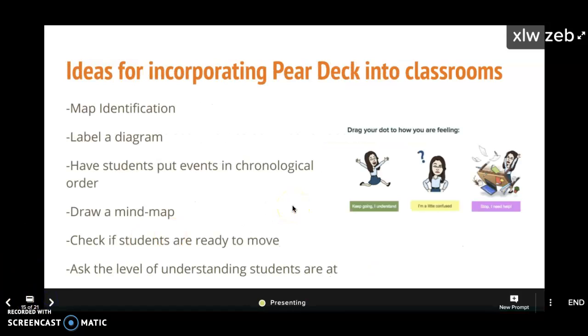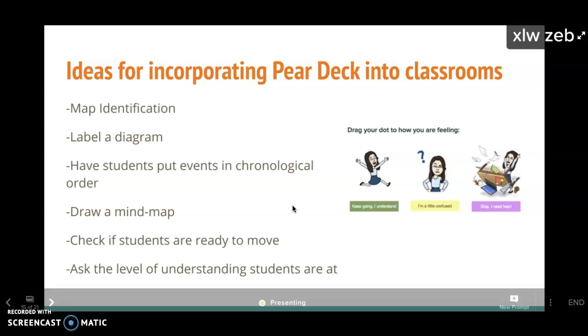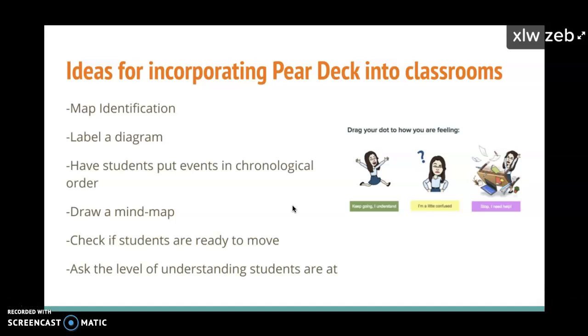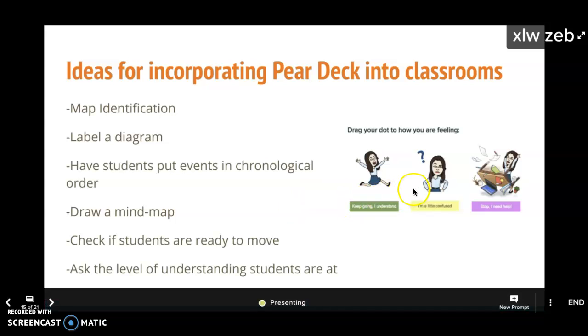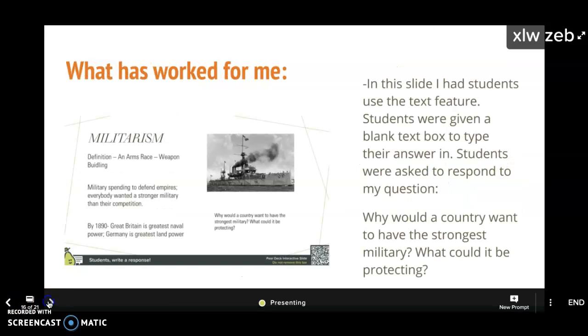So you can incorporate Pear Deck through map identification, label a diagram, have students put events in chronological order, draw a mind map, check if students are ready to move on, and ask the level of understanding where students are at. And we can see that graphic represented on the side.